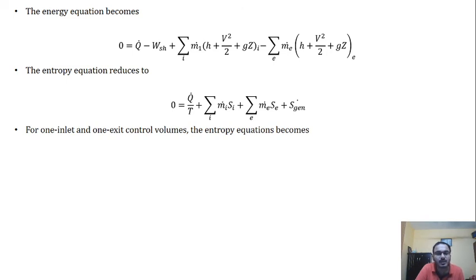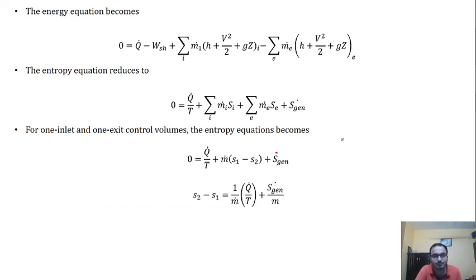That is why we were having sigma, because there were more than one inlet and outlet. Instead of that, for one inlet and one exit control volumes, the entropy equation can be written in this way: 0, where these two terms are equal, and instead of sigma we can write m dot s2 minus s1, and S generation will be as it is with a dot above because of the rate form. The dot is always present here. So s2 minus s1 can be written in this way also. This is simple mathematics, you can do it by yourself.